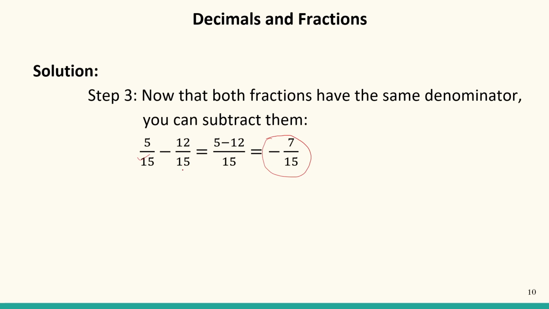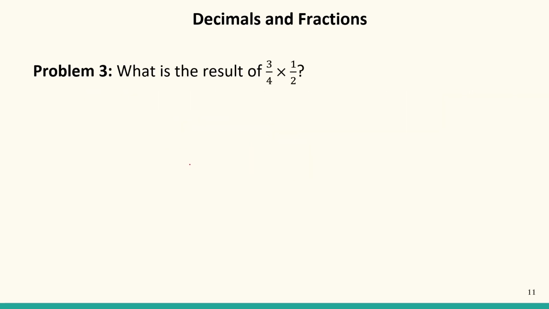Now let's go to the next question. Question number 3 tells us that we need to find the result of 3 by 4 multiplied by 1 by 2. So 3 by 4 into 1 by 2. What we can do here is directly multiply the denominators, that is 4 into 2, and directly multiply the numerators, 3 into 1, that is equal to 3 by 8. So we got the answer 3 by 8. This can't be further simplified.